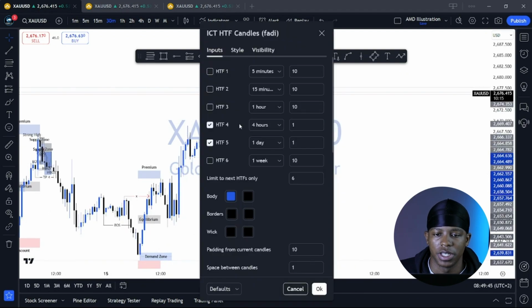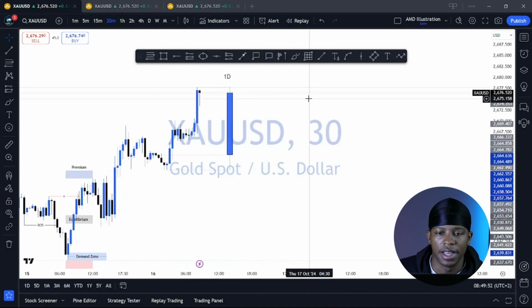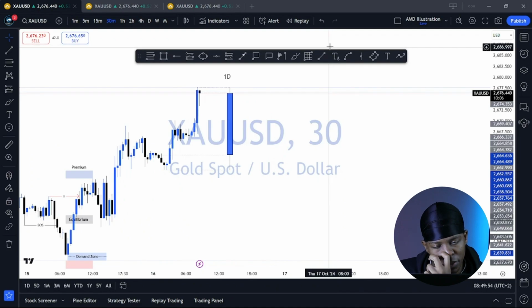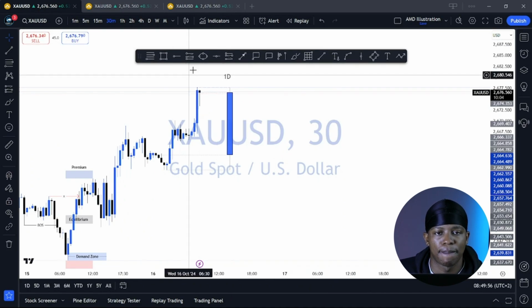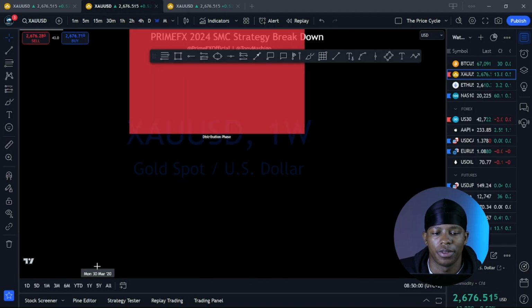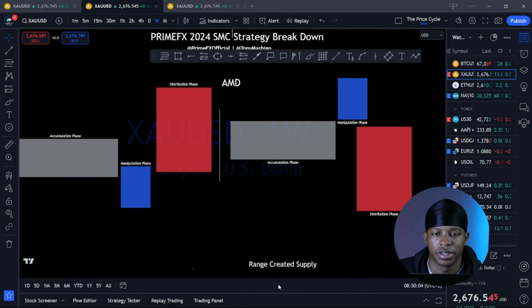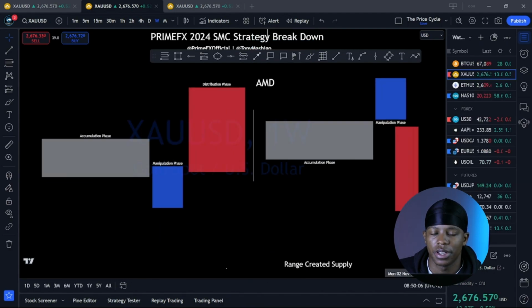So I'll be taking the 4 hour time frame out like this, and this is what I'll be using. So this is how I use it, right? So we're going to go to a bit of theory work. Okay, so we're going to go to like theory work. So this is how I use it.